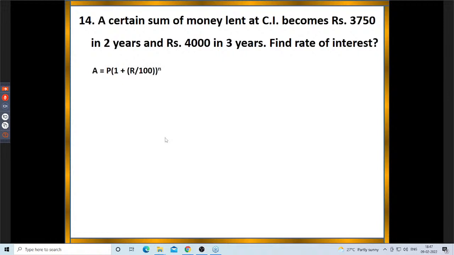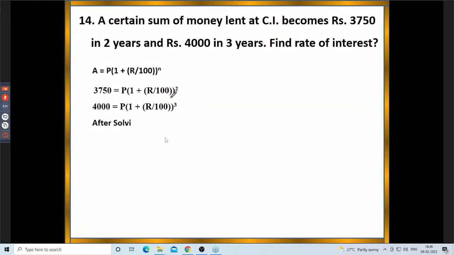Amount value 3750 is equal to P into 1 plus R by 100 whole power number of years, which is 2. And 4000 in 3 years for the same P with the same rate of interest, P into 1 plus R by 100 whole power 3.